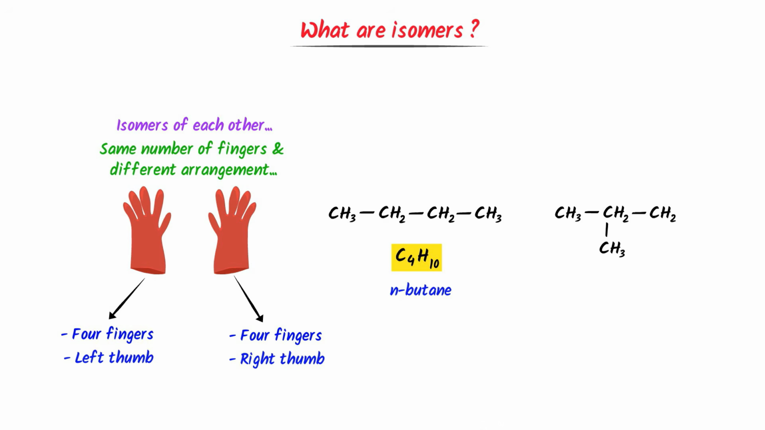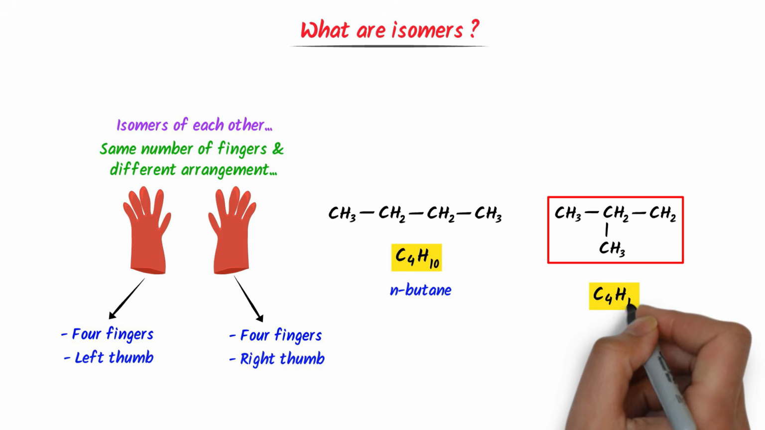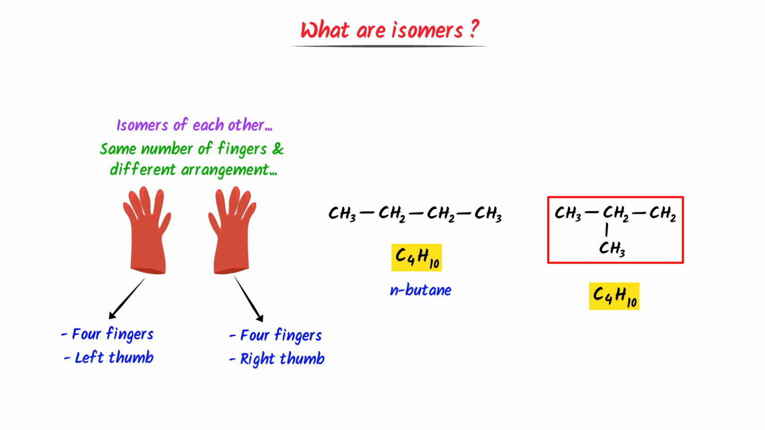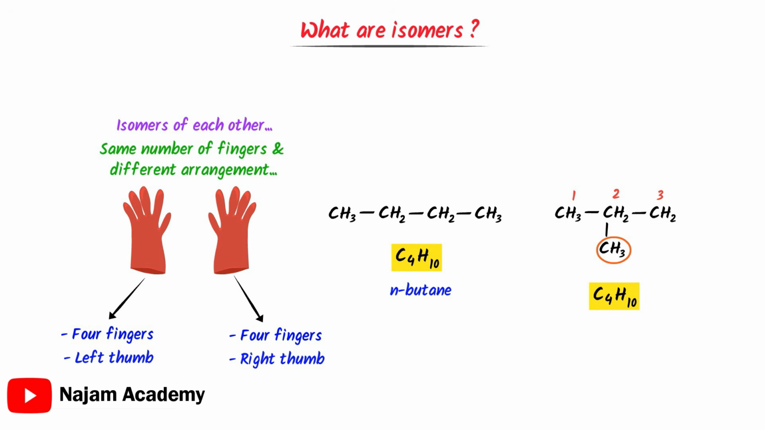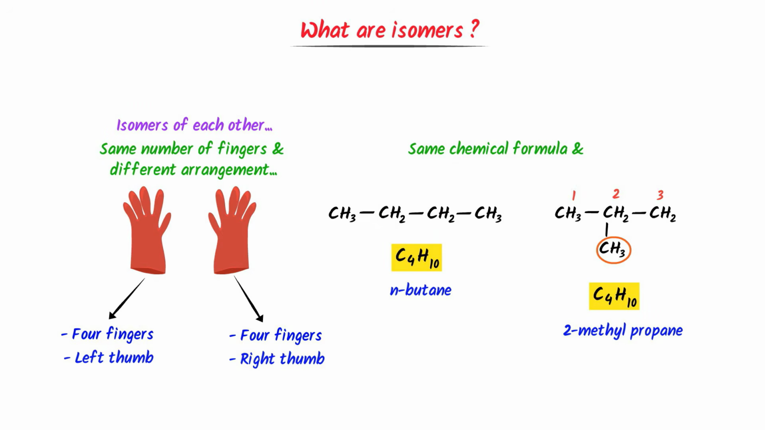On the other hand, there are also 4 carbon atoms present in it, while there are also 10 hydrogen atoms present in it. Here I write 1, 2, 3. The methyl CH3 is bonded at the second carbon. I write 2-methylpropane. Now listen carefully. This compound and this compound have the same molecular formula C4H10 but different arrangement. So they are isomers of each other.